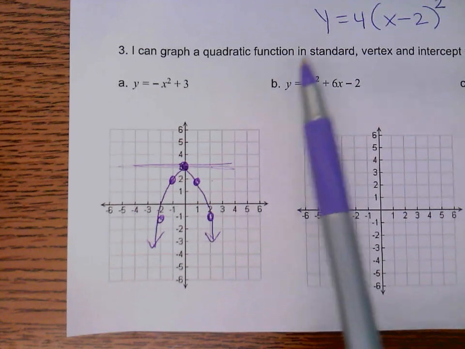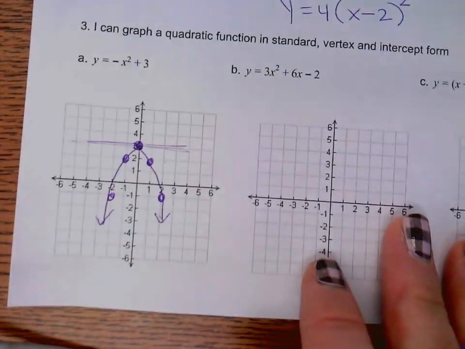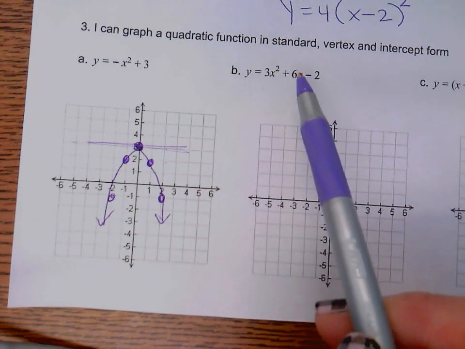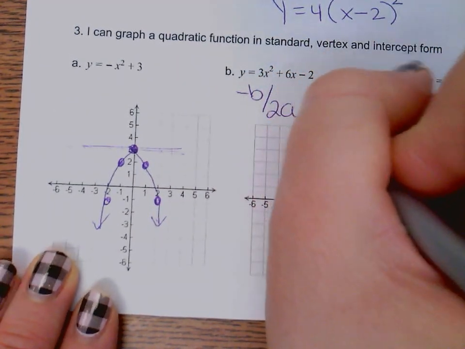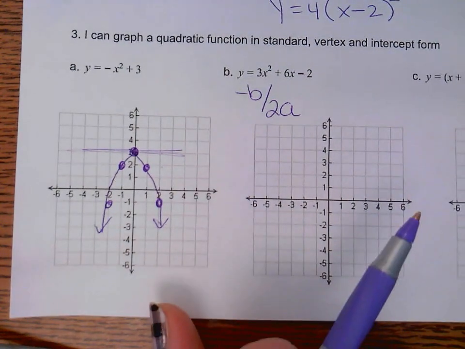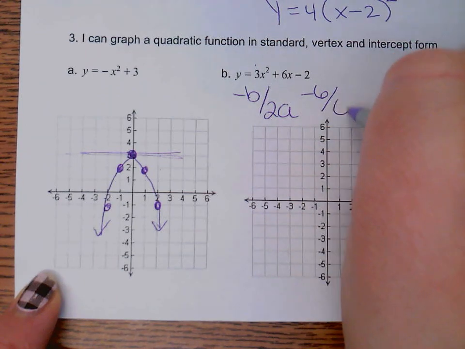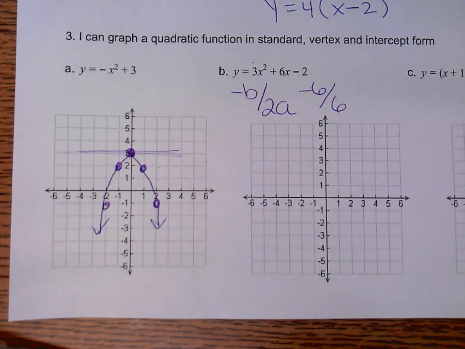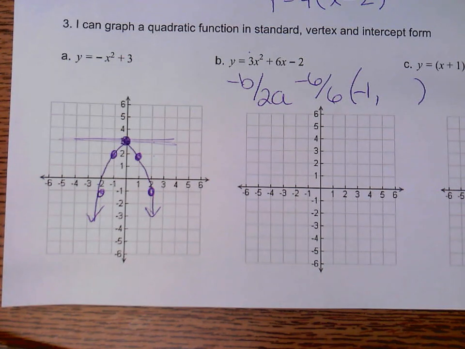B, this is standard form. This is your A, B, and C value, and you're going to do negative b over 2a to find the vertex. So negative 6 divided by 2 times 3 is negative 1. Did you get negative 1 as your x value of your vertex? Did some people get that?